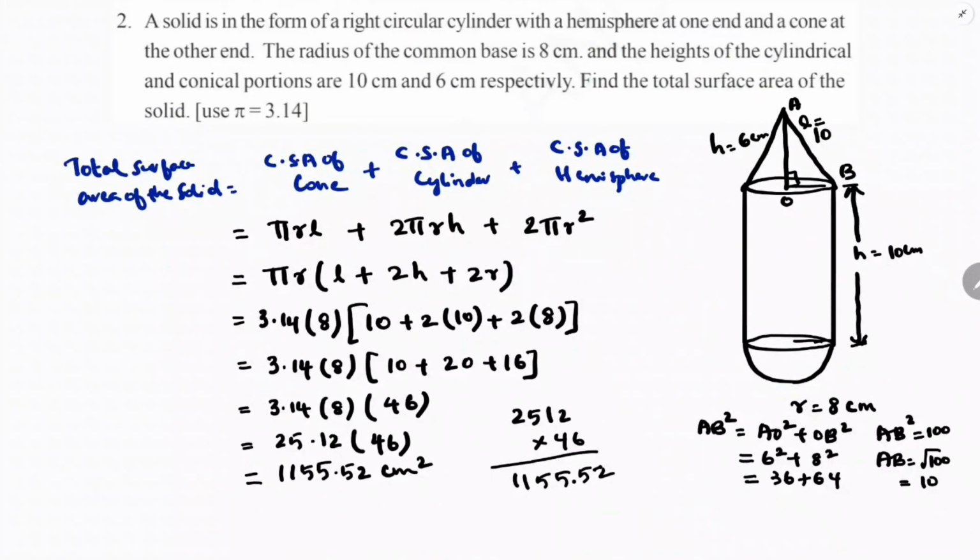In the textbook, the answer is 1156.57. This value you will get if you use pi as 22 by 7. But here they clearly mention in the question to use pi as 3.14. So if you use 3.14, we'll get 1155.52 centimeter square.